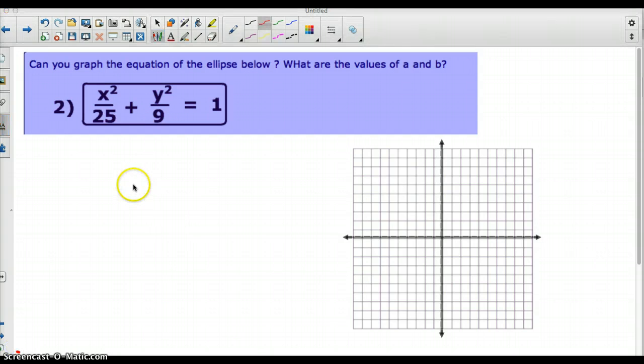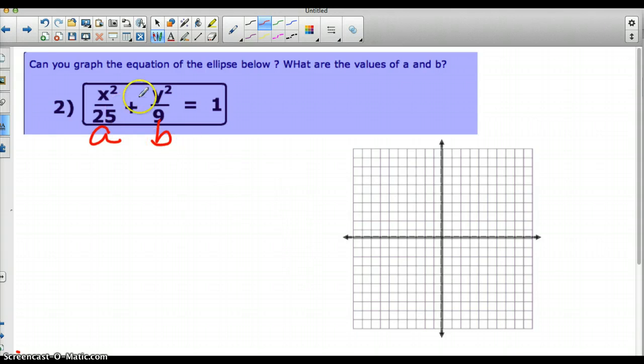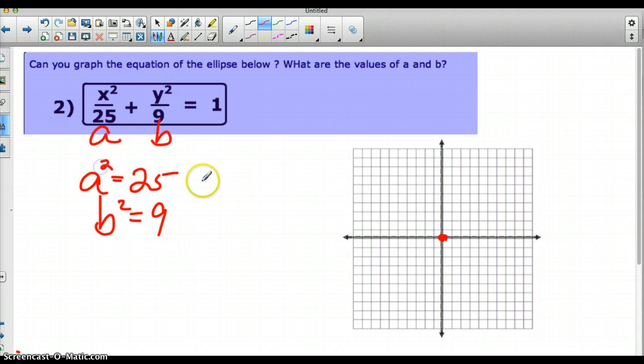So graphing the ellipse below is very similar to what you've been doing. The important thing to look at is where is your major axis versus your minor axis. Since 25 is greater than 9, you know that this is going to be your A squared and this is going to be your B squared. Since our form is x squared and just y squared, we know our center is going to be at 0, 0. So in order to find what A is, remember you take the square root of both sides. So you're going to have A equals 5 and here B equals 3.